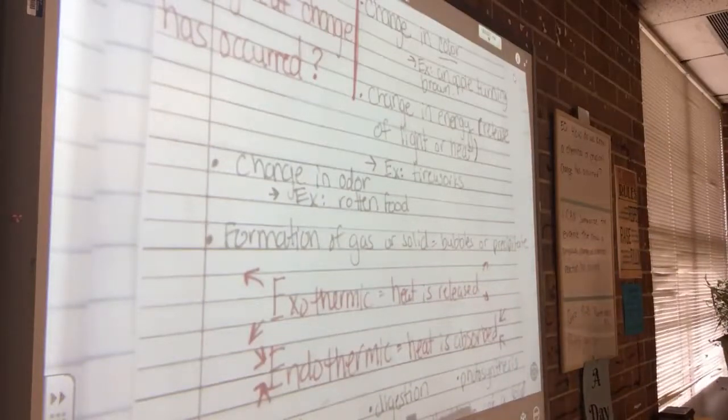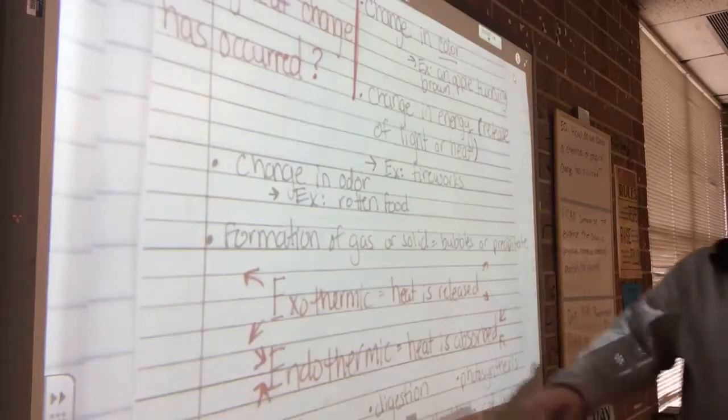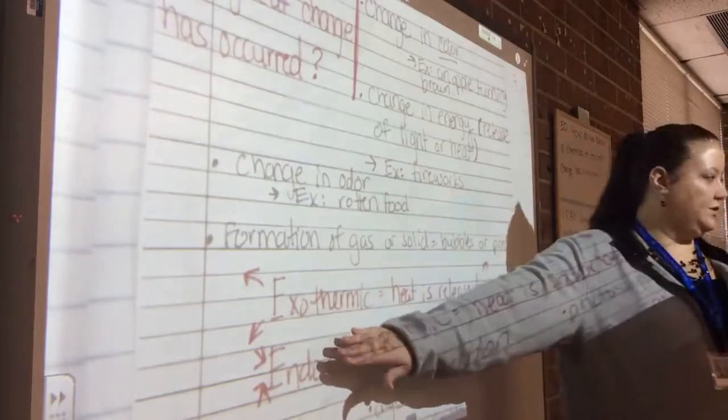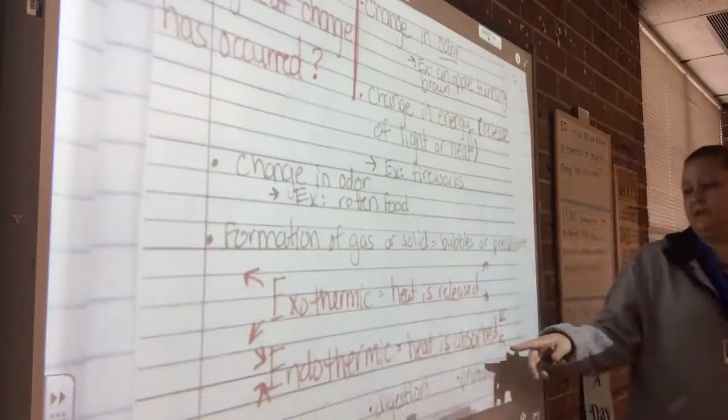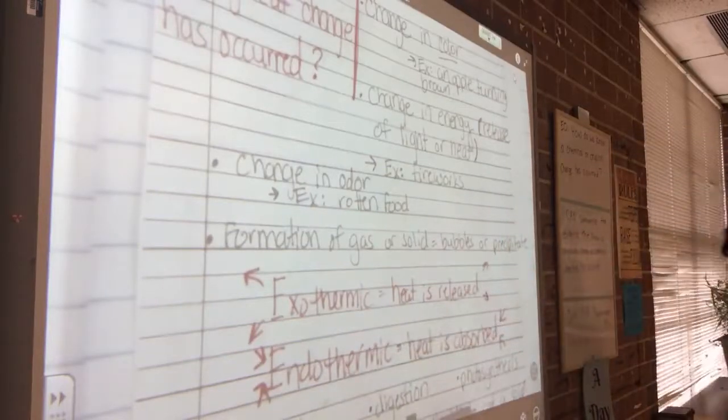Think about a fire. You feel the heat from a fire, yes? That's an exothermic reaction. Endo, think of indoors. You're coming in. Heat is being absorbed, so it feels cold. There are chemical reactions that you'll mix together and you'll feel it being cold.